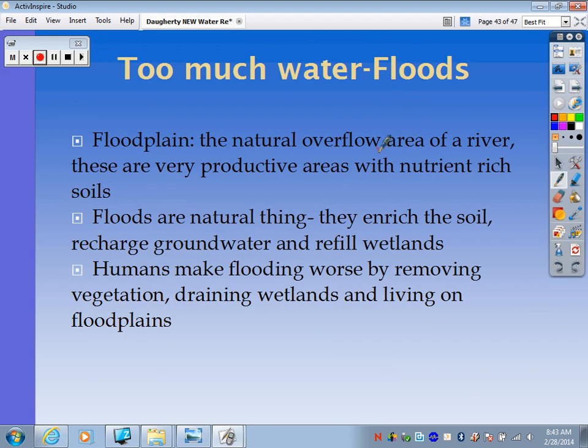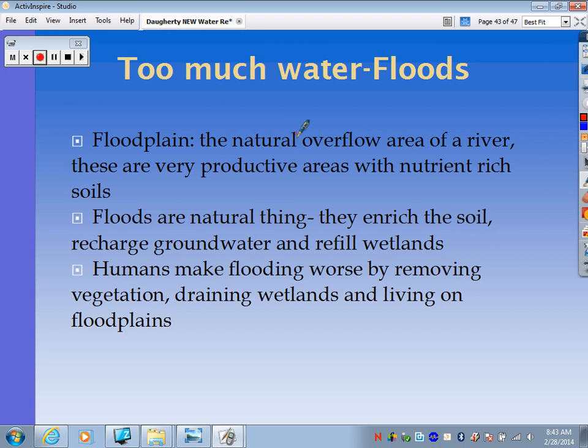Okay, so the last thing we'll talk about are floods. I mentioned this a little bit earlier. A floodplain is what we call the natural overflow area of a river. These are usually very productive areas that have very fertile, nutrient-rich soils, because when water overflows, it's going to carry a lot of sediment and nutrients with it.